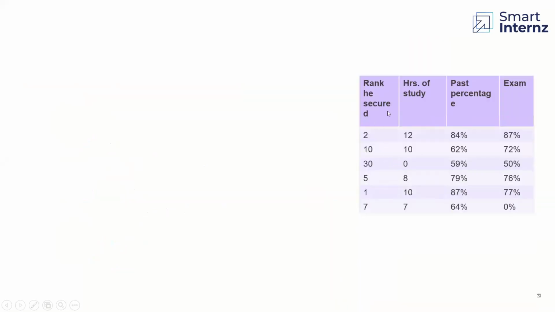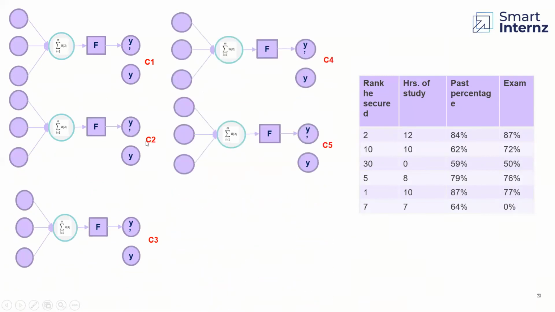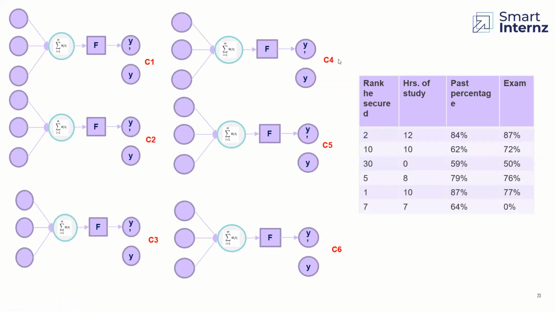So here you can see we have different numbers of inputs and we are having different outcomes. If we want to calculate this, like C1, I want to calculate for C2, C3, C4, C5, C6. Each data I have to check. In every iteration, we have to check with each data.